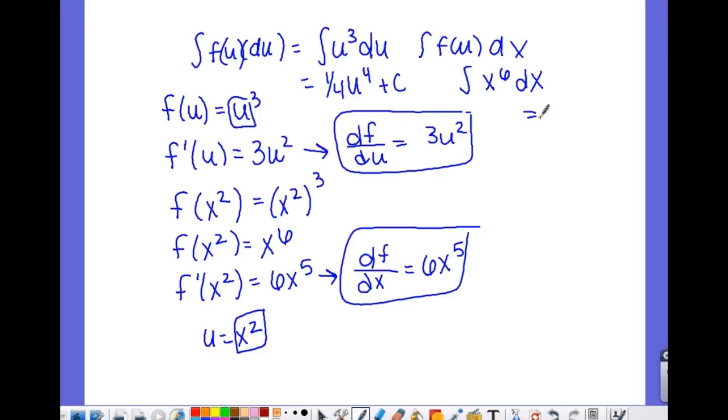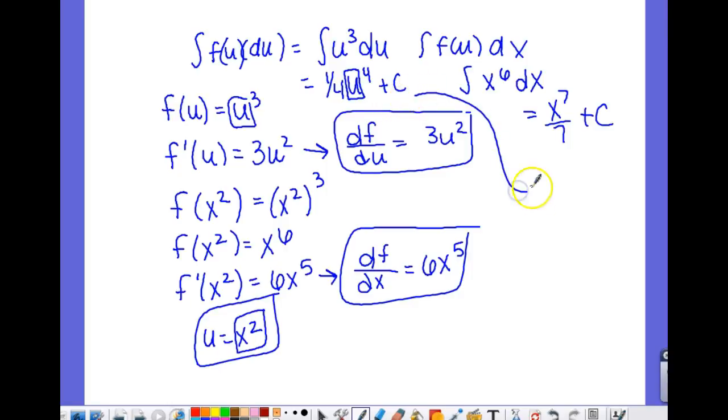So over here, what do you get when you antiderive? Can we make a connection between u to the fourth and x to the seventh? What could I do over here with this u? What do I know about u? So we could say that this is 1/4 x squared to the fourth, let's see. Is this going to equal that?